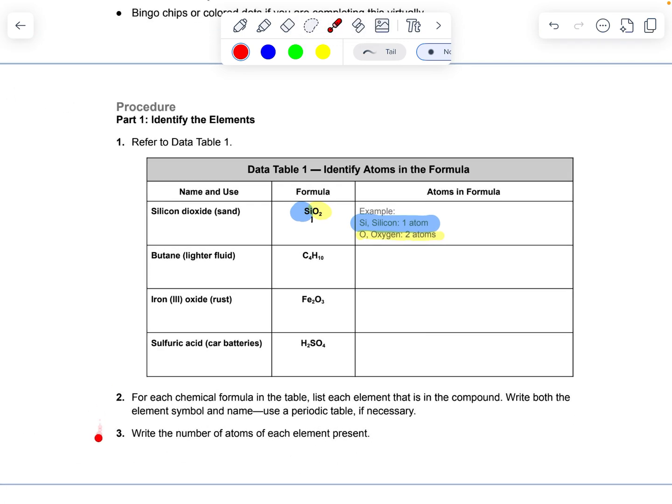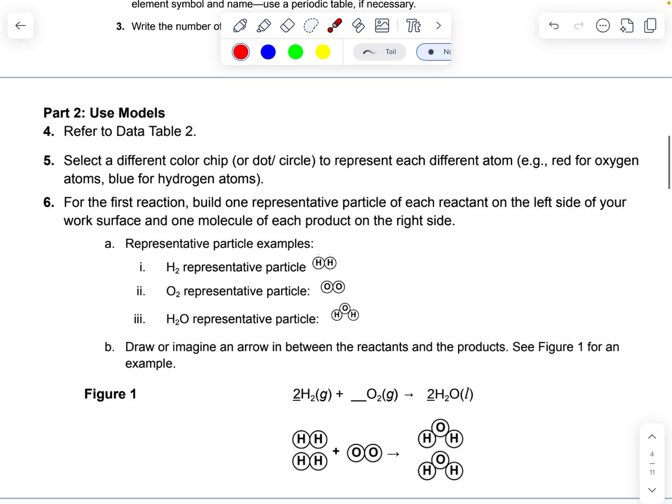And so there's the directions down below. We list each element, writing both the symbol and the name. Use your periodic table, and then write the number of atoms of each as well. So go ahead and complete that, and then go on to the next bit.